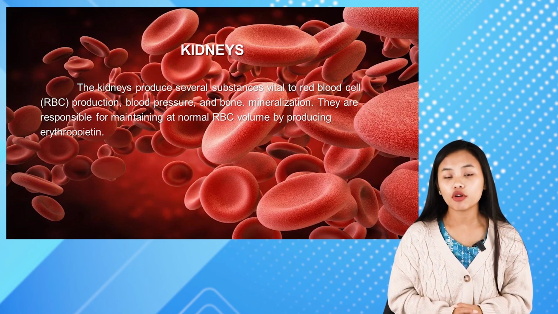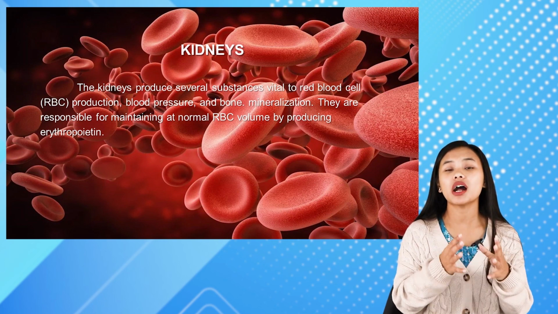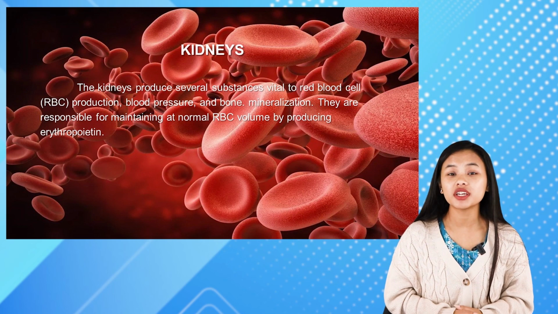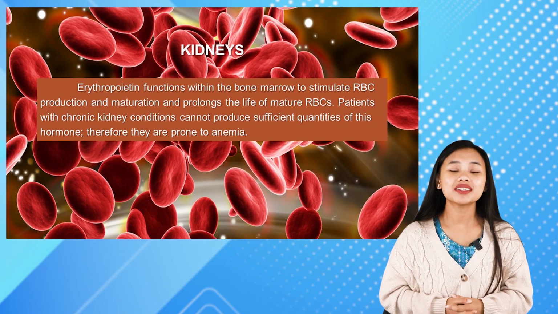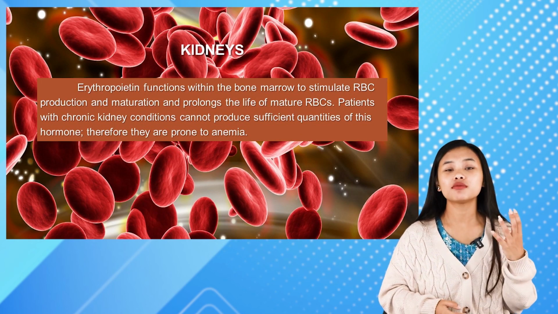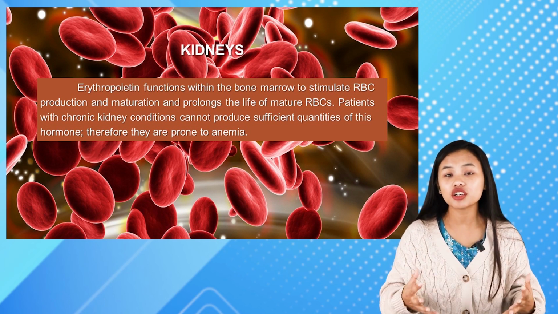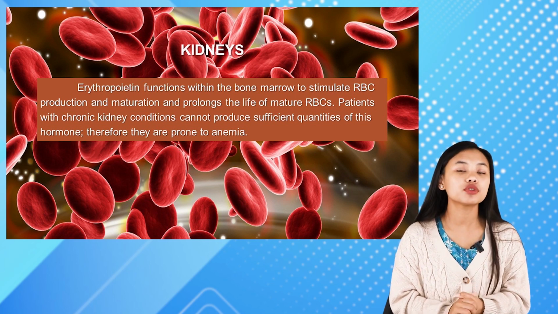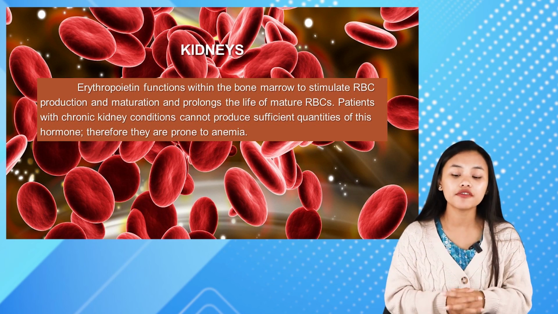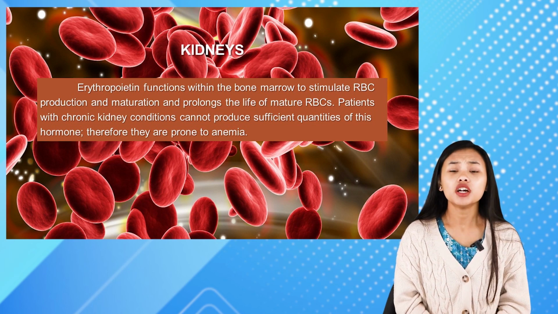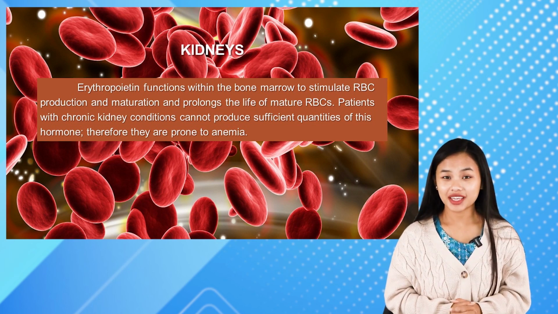They are also responsible for maintaining the normal RBC volume by producing erythropoietin. So once this erythropoietin is produced, then this will function with the bone marrow in order to stimulate the RBC production and maturation, and this will also help to prolong the life of the mature RBC. So this is the function of the kidney, right?